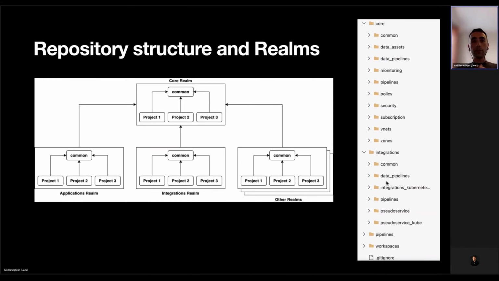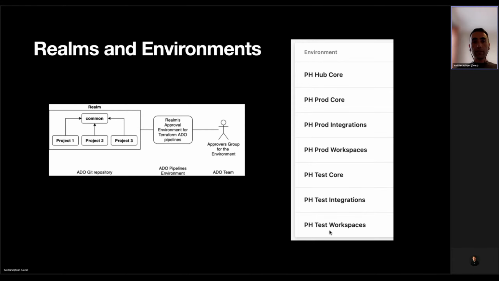Again, networking, for example, will be there, because everyone will need to use the networking to create some resources like VMs, maybe subnets, and so on. So those are the common things that are going to be the backbone of your platform. And you can see the Git repository structure on the right side here. That's core as a realm, integrations as a realm, then workspaces as a realm. The pipelines is not a realm. We will see it later. That comes from the template. And under those realms, we have multiple projects, common, data sets, security policies, zones, VNets, and so on. And realms and environments, like I mentioned environments, but I didn't talk about it.